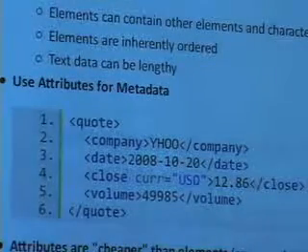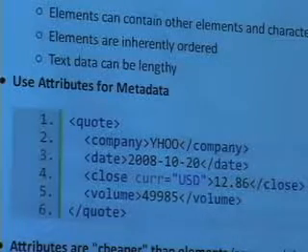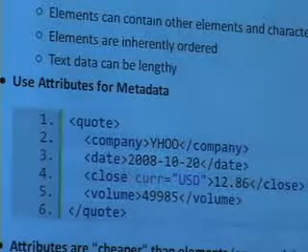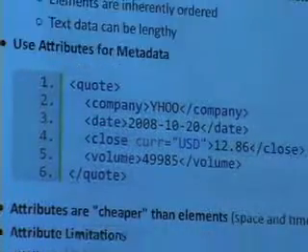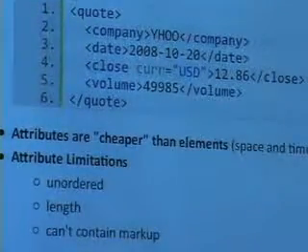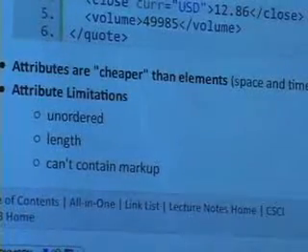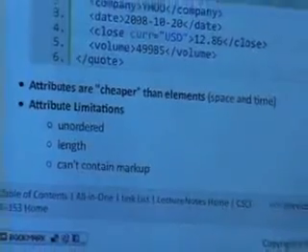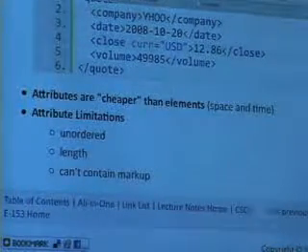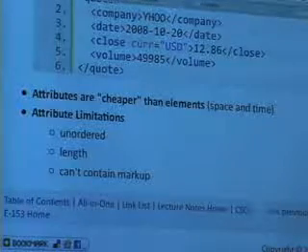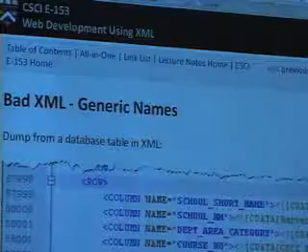So elements are flexible. They can contain other elements. They can contain text. Attributes are not. Remember that elements are inherently ordered, and the text that the elements contain can be lengthy. Use attributes for metadata. Keep in mind that attributes are cheaper in terms of space, bytes, and processing time. But the limitations of attributes are that they can't contain markup, their length, and that they're essentially unordered.